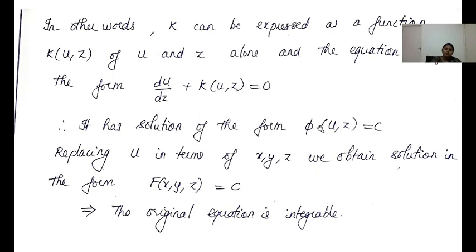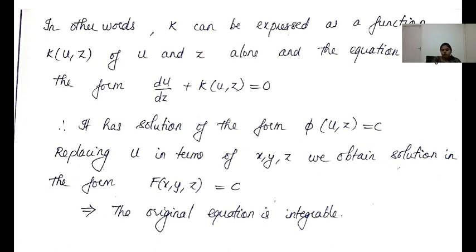Now if you replace u, it will be a function of x, y and z. So when you replace for u in terms of x, y, z, you will get a solution for the equation du/dz plus k(u,z) equal to 0. Now you can see that du/dz plus k(u,z) is actually the original equation, p dx plus q dy plus r dz equal to 0. So we can conclude that the equation is integrable. So therefore if x dot curl x is equal to 0, the equation will be integrable.